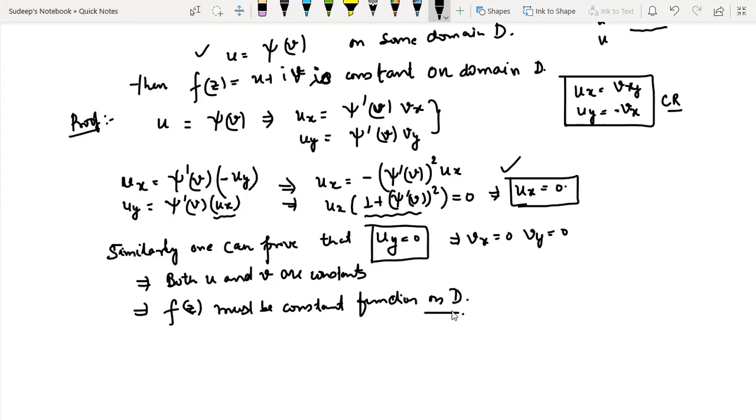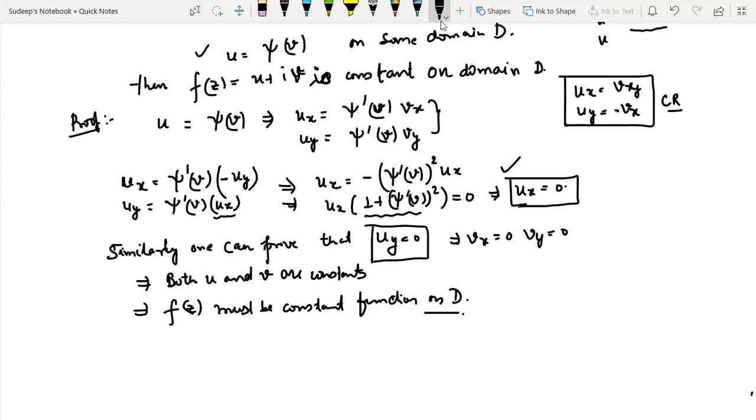All these results I'm writing in one place so that you don't have difficulty. So what bigger result have we proven? The bigger result is that if u can be expressed as some function of v, or on the other way, if u and v lie on a curve, and fz is analytic on domain D, then f must be a constant function.